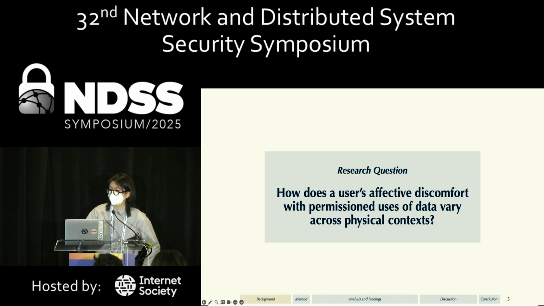So in this work, we asked the question, how does a user's affective discomfort with permission uses of data vary across physical contexts? In other words, we tried to understand how users feel about a permission beyond whether or not they would necessarily accept it.